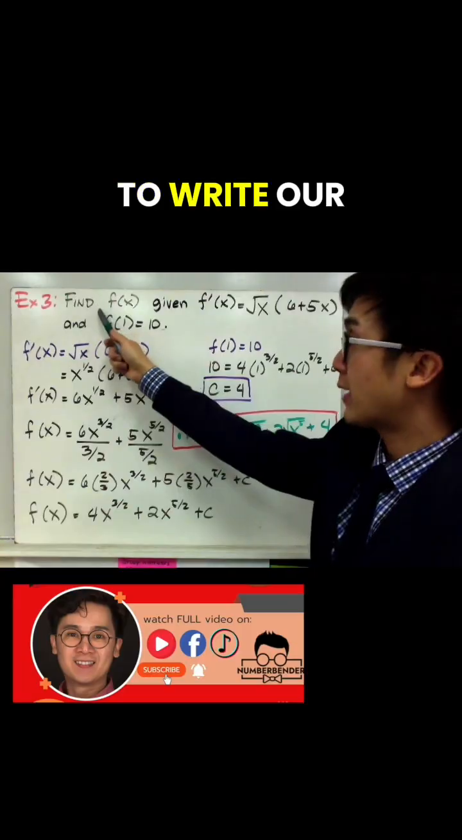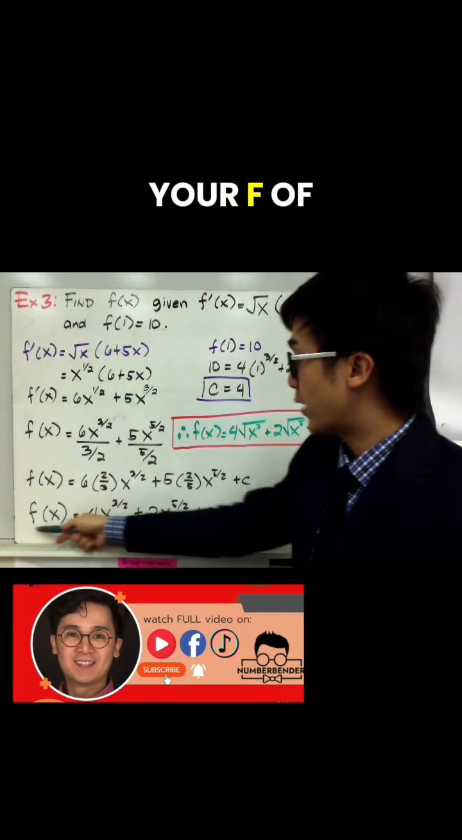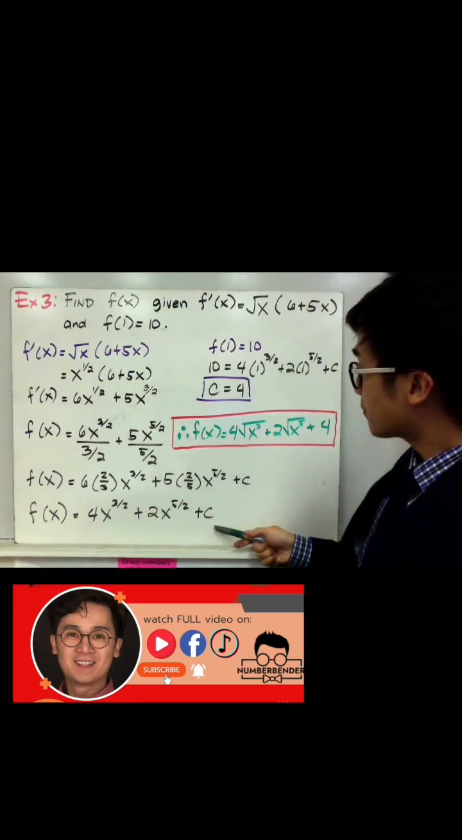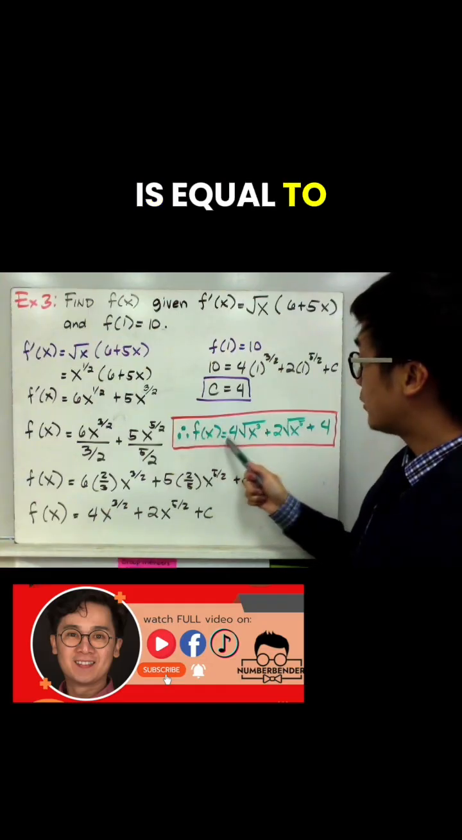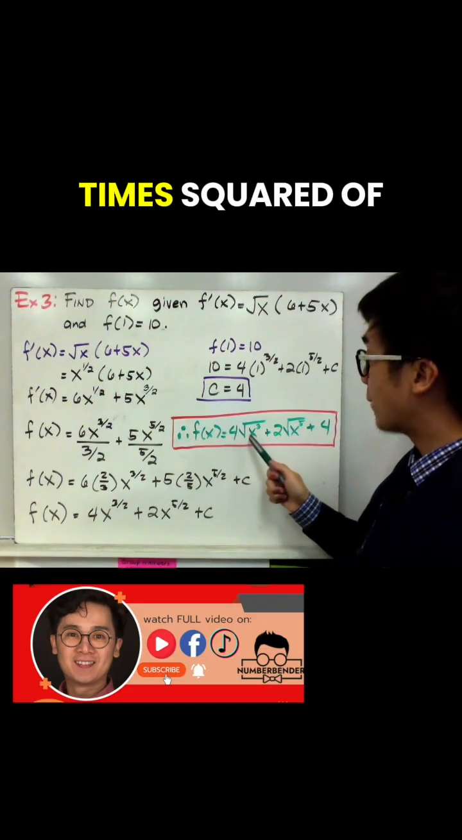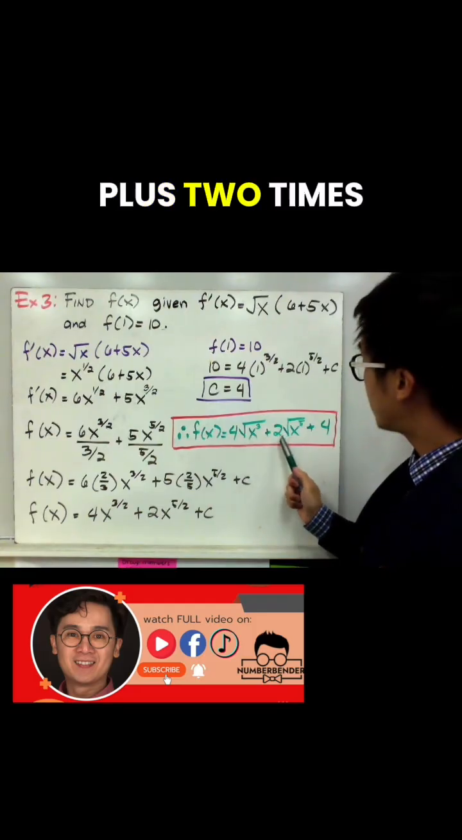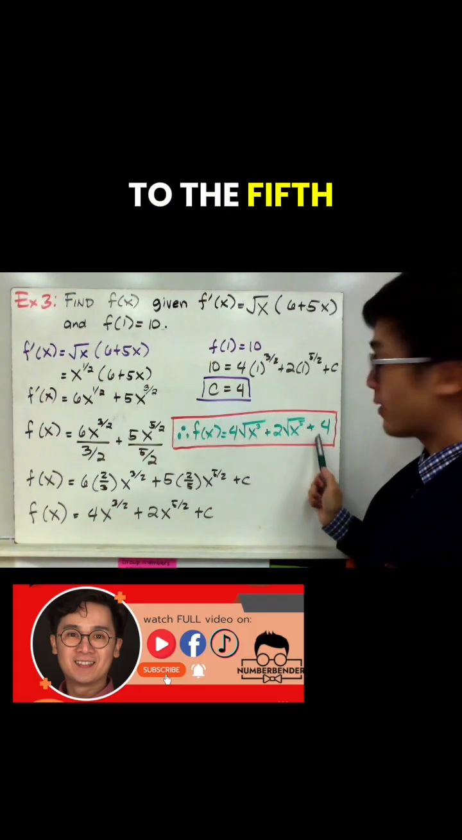Now we're ready to write our f of x. Given that your f of x is this function and c is equal to 4, f of x is equal to 4 times the square root of x cubed plus 2 times the square root of x to the 5th plus 4.